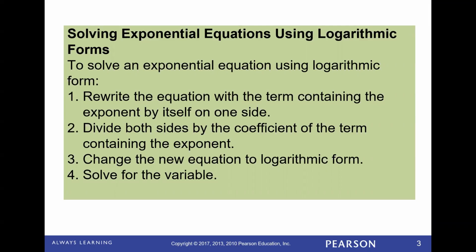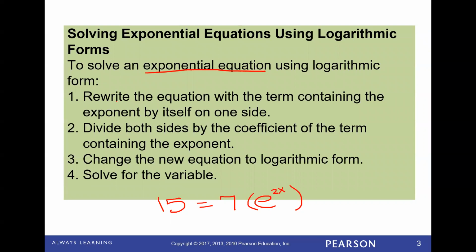So step one is it's got to start off as an exponential for these steps to work in the first place. But once we have it, we're going to rewrite the equation with the term containing the exponent by itself on one side of the equation. Now, what we mean by that, and this is where some people get a little bit confused. Let's take a look at 15 equals 7 times e to the power of 2x here. I know this is an exponential equation because x happens to be in the exponent. That's what makes it an exponential equation.